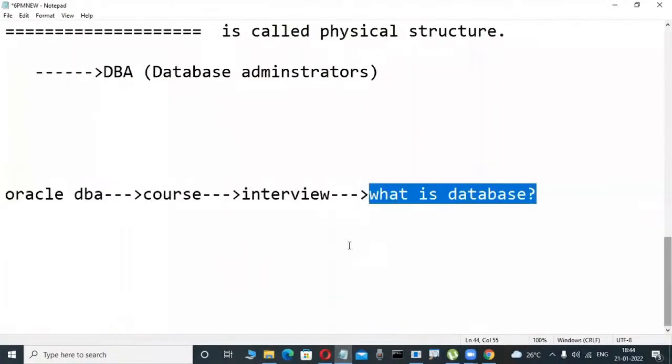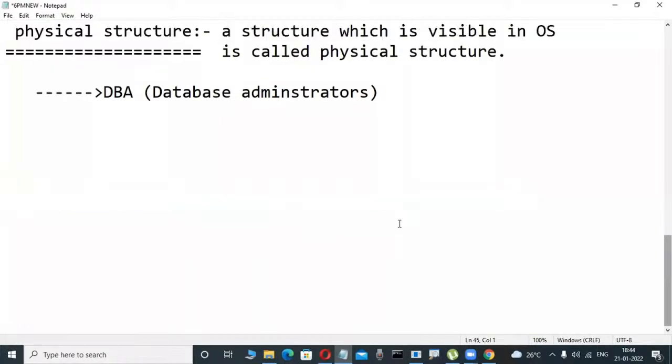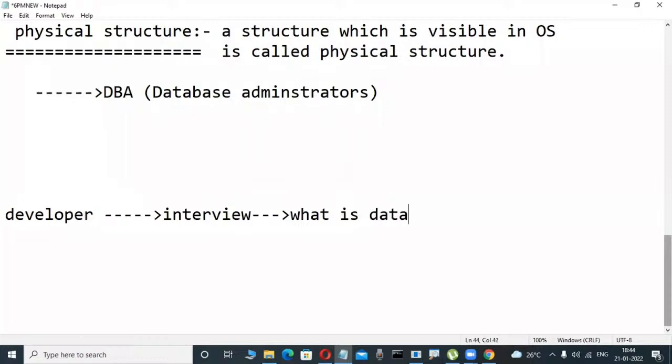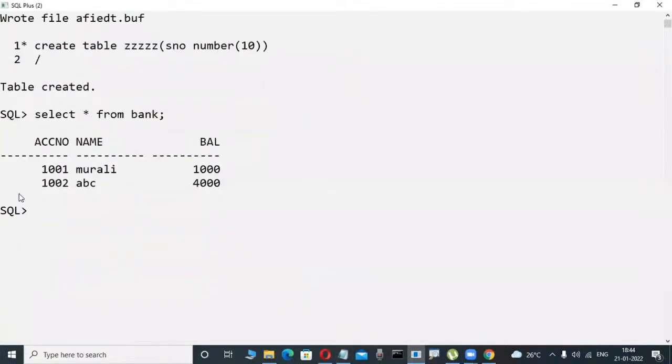Suppose I'm a developer, not an administrator. I'm a Java developer, SQL developer, PL/SQL developer, or Python developer, and these developers attend an interview. For example, they are not asked this generally, but if they are asked what is a database, the developers answer logical-structure-wise: it is a place where we can store a structured collection of data.